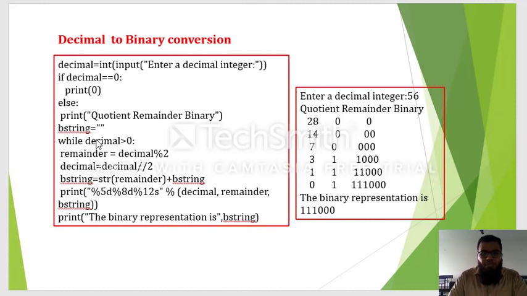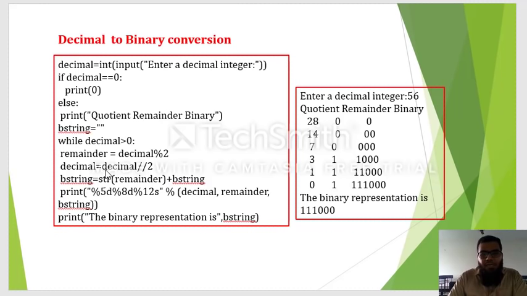Okay, what is the procedure? I am taking a result string, that means a variable called b string, to store the result. Then, while decimal is greater than 0. First of all, I need to check whether that number is greater than 0 or not. Then the first thing is the remainder is equal to decimal percentage 2. So I take the remainder.